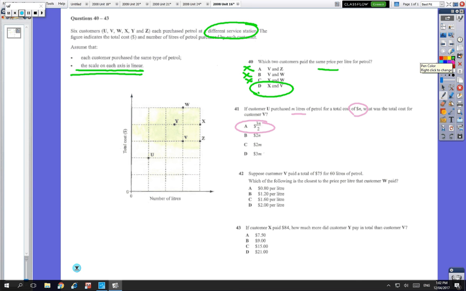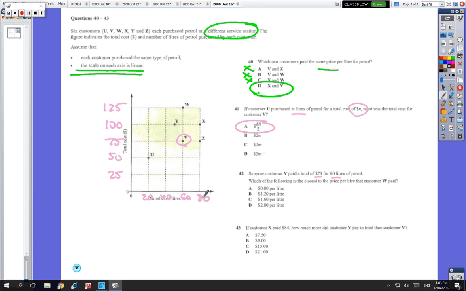Okay, so this one here is mathematics without a calculator, and this is where we do have to practice these things. Okay, so we're going to look at the scale again. So customer V, which is this guy here, paid $75. So that scale is 75, so that means that's 25, that's 50, 75, 100, and 125. And he bought 60 litres of petrol, so that number there is 60, so it's going to be 20, 40, 60, 80. Okay, so that's pretty straightforward.